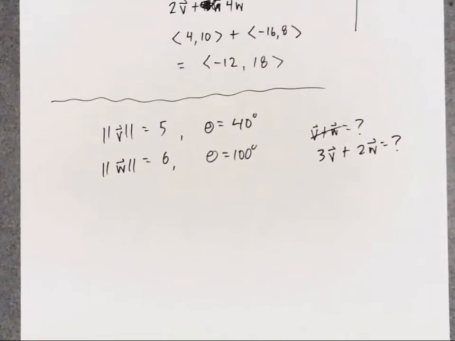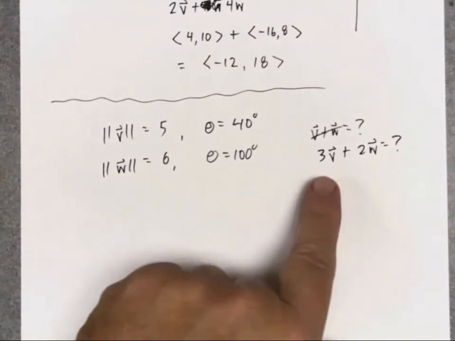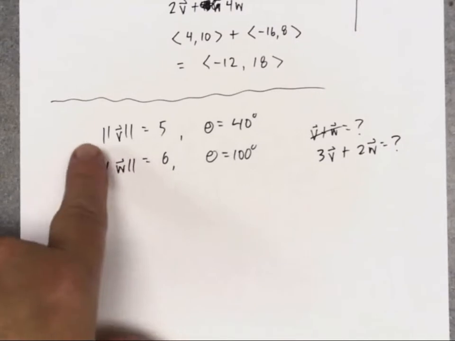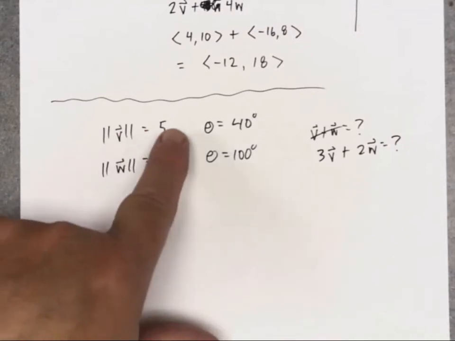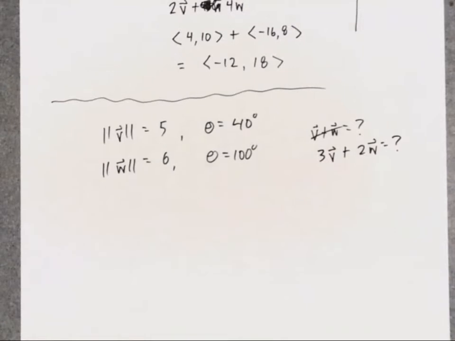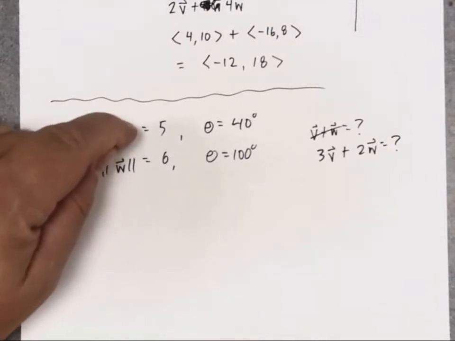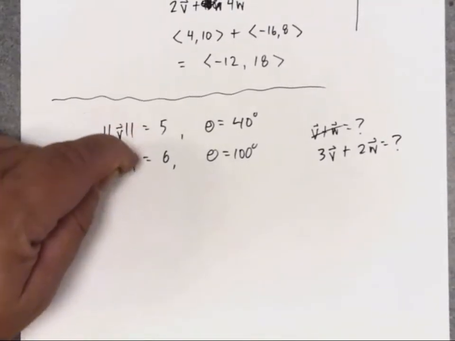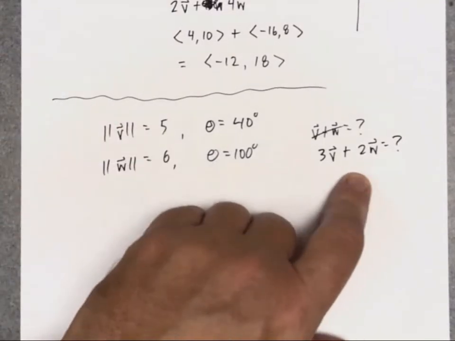So what do we think we can do? Could I multiply the magnitude by 3 and the angle by 3, and would that be 3v? No, you cannot do that. As a matter of fact, there is not a straightforward way to take these two vectors and perform this math.